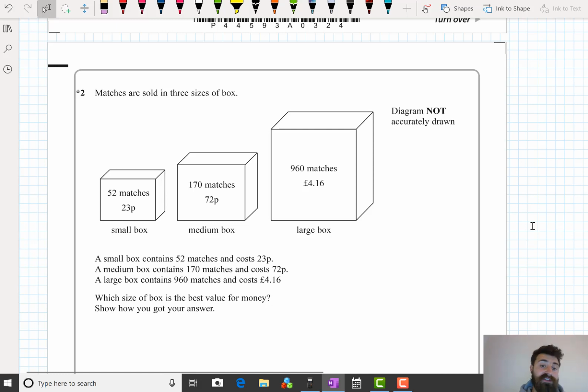Small box contains 52 matches and costs 23p. You get quite a few matches there for a small amount of money. Medium box, you get 170 matches and costs 72p. A large box contains 960 matches and costs £4.16.